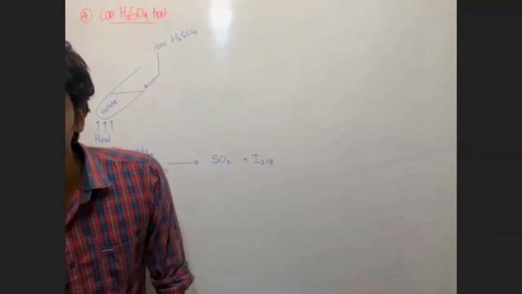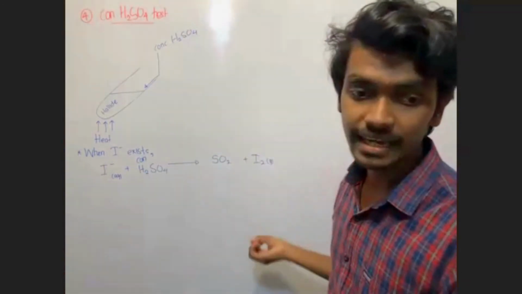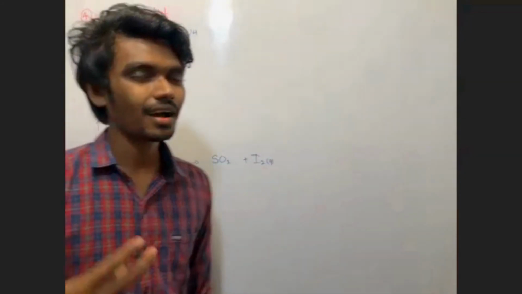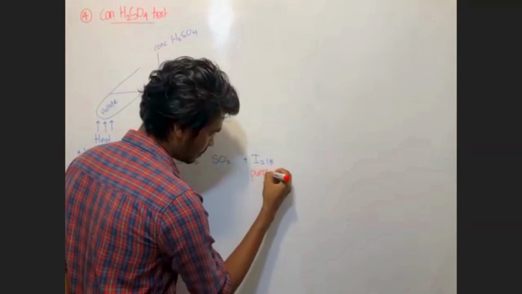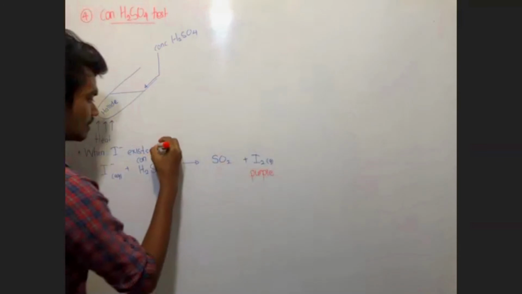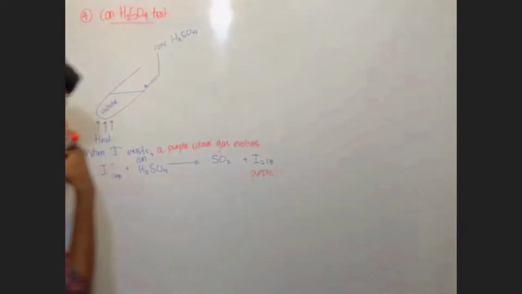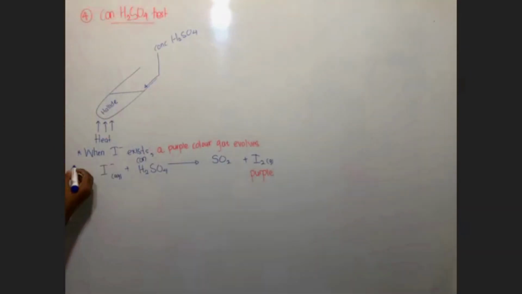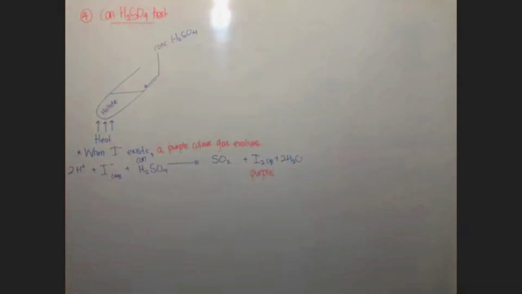These things are kind of volatile. The gas that evolves includes sulfur dioxide, SO2 gas, and I2 gas. Based on SO2, we can't identify the ion present. But I2 gas is what color? Purple. A purple colored gas evolves. I will balance this with H plus and H2O.